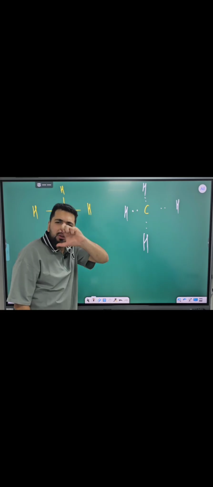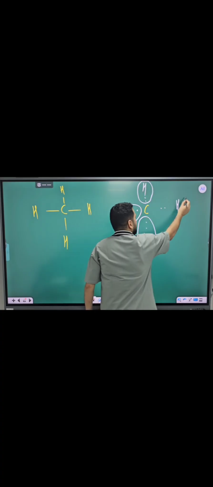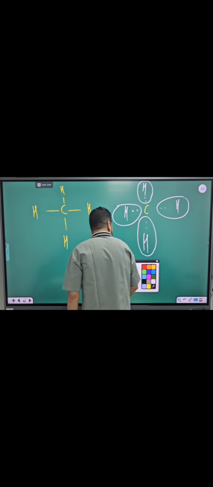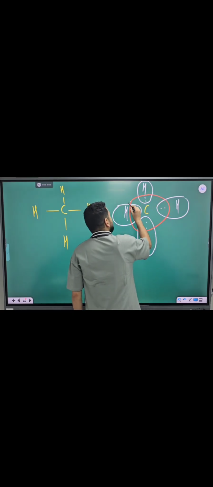What does it mean, one pair of electron? Can I say this hydrogen is stable in this way? That's what it means. This hydrogen is stable in this way. This hydrogen is stable in this way. And as such, this carbon is stable in this way. This is the electron dot structure of methane, right?